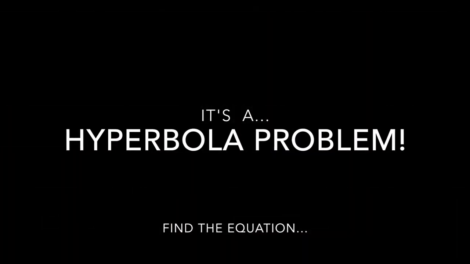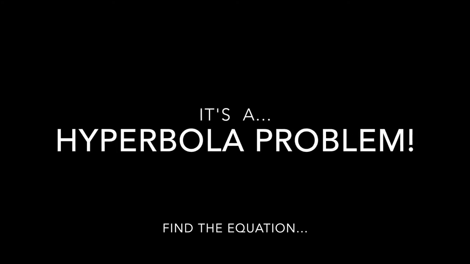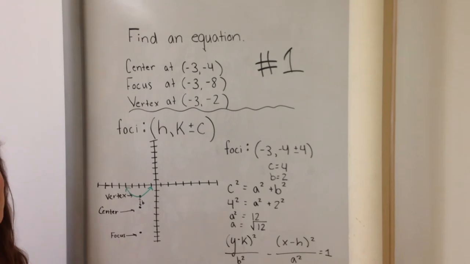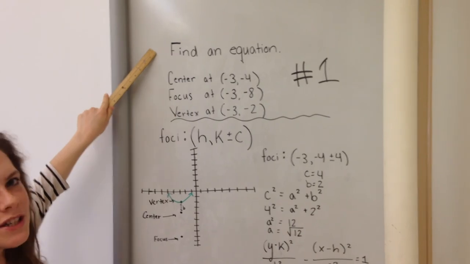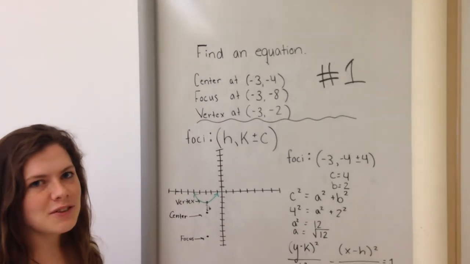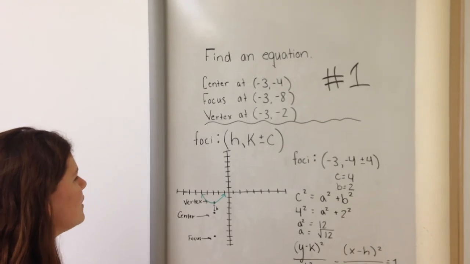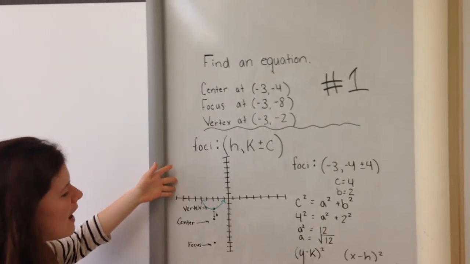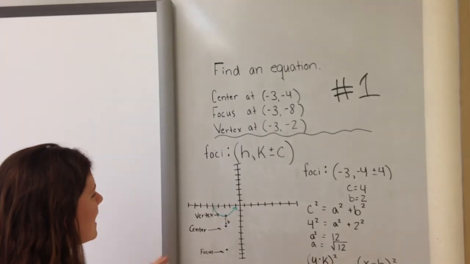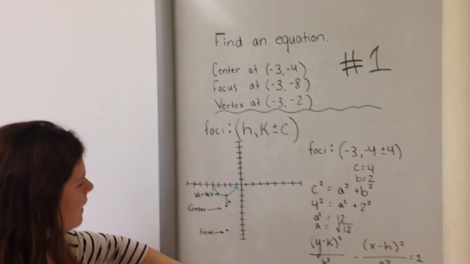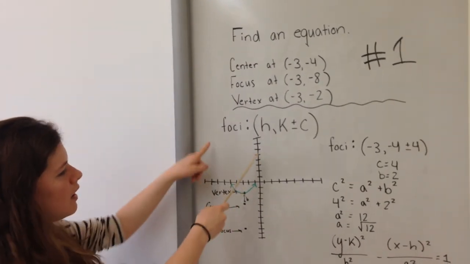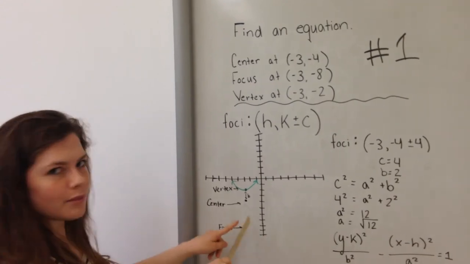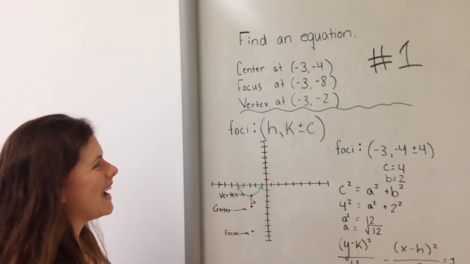I found one! My first problem is a hyperbola problem. Here's the information I was given, and from this information I have to write an equation. So first I made a small graph so that I could get my bearings, and I found that it was aligned along the y-axis. So this means that the two shapes will open up along the y-axis.